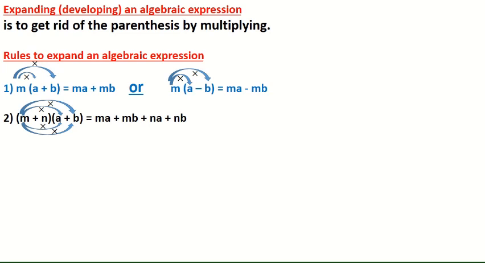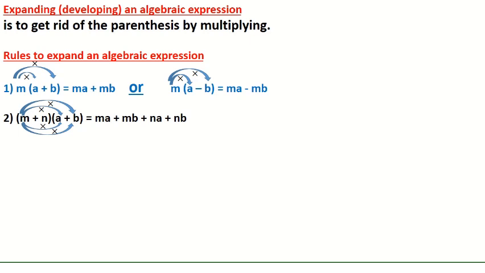Now we're going to talk about expanding, developing, an algebraic expression. Expanding is getting rid of the parentheses by multiplying. So when I want to get rid of the parentheses and we have a coefficient or any variable before the parentheses, we need to multiply. The rules are very easy, as you can see in number 1.